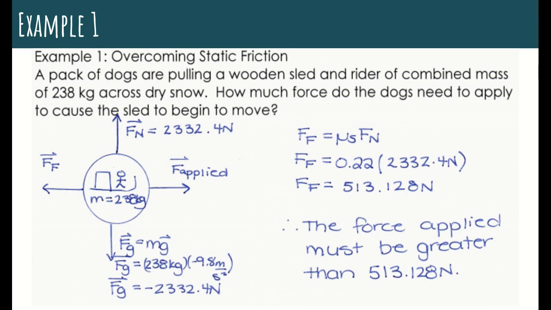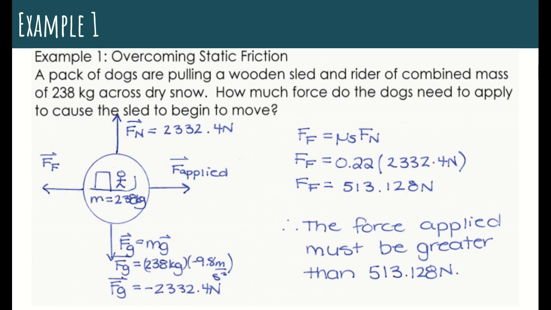We can then calculate the force of gravity. At the bottom there, it says Fg equals mg. So the force of gravity will just be the mass of the object times gravity. So we find out that our force of gravity is going to be 2,332.4 newtons down. So we know that the normal force will be equal but opposite to that. So your normal force is going to be 2,332.4 newtons up. Then we know we have applied force coming from the dogs pulling the sled, and then we have the force of friction balancing that back out.